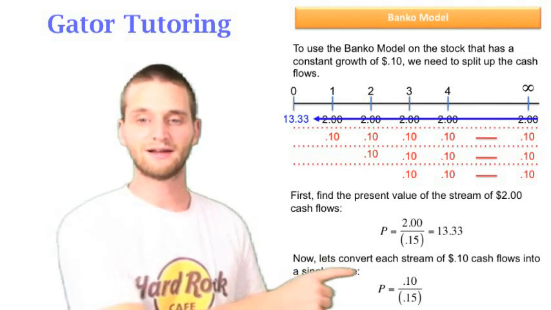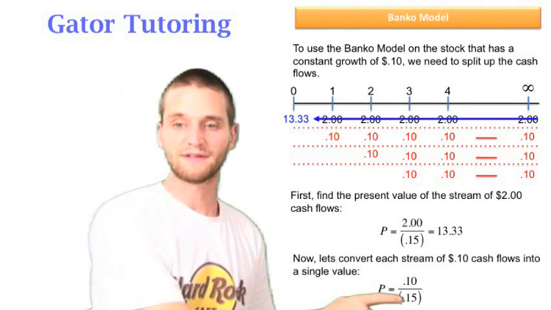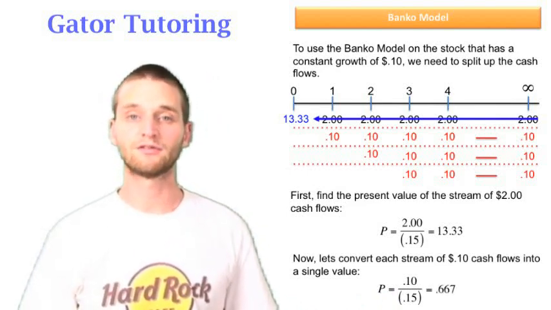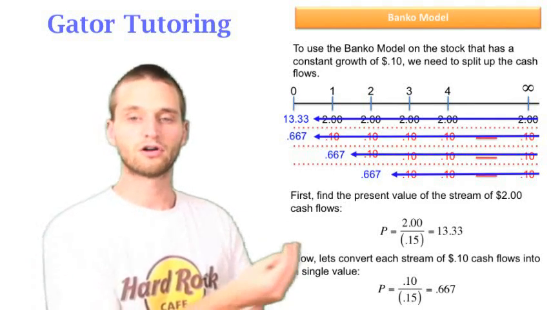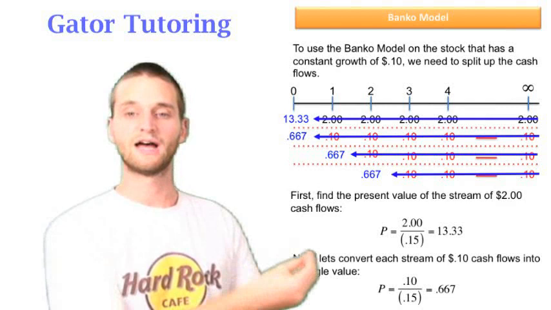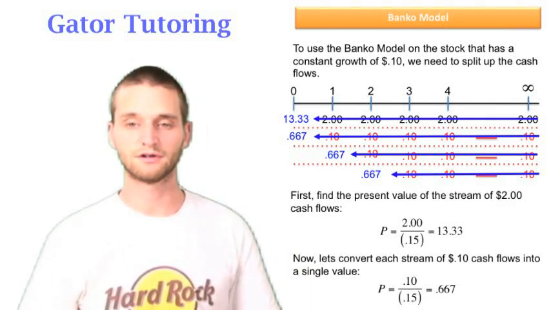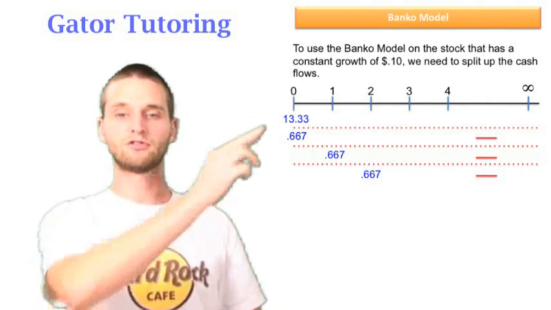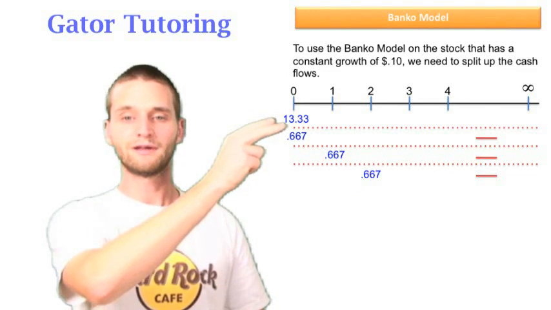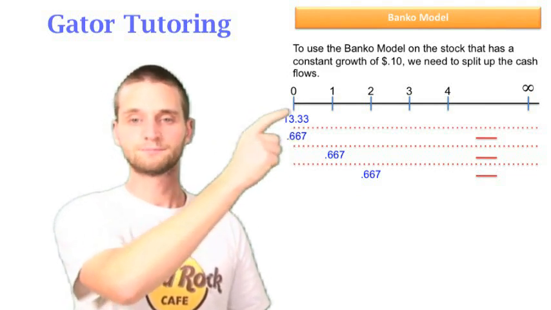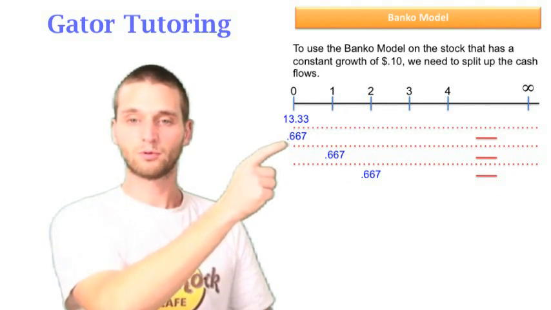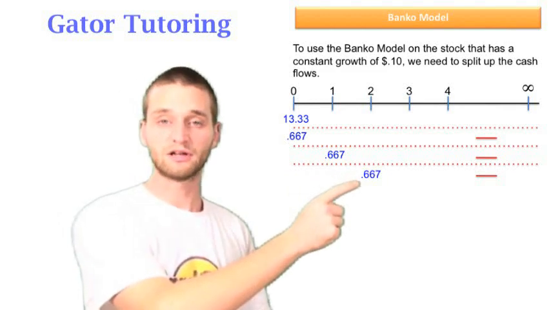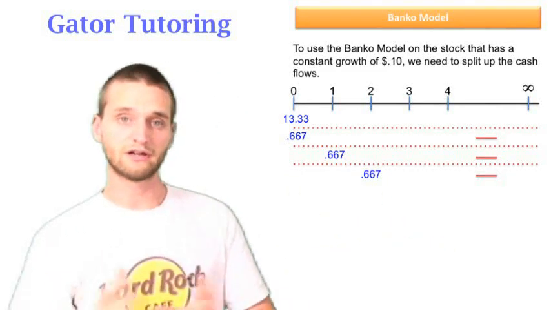So when we take the 10-cent payment, the 10-cent growth, and divide it by the discount rate of 15%, that gives us a present value of 0.667, about 67 cents. And so again, those are all going to be, for those separate cash streams, evaluated the period before the first cash flow. So we've just erased all the original ones. Now we've boiled the problem down to the original $2 stream is worth $13.33 in year 0. We have another payment worth 0.667 in year 0, and we have one in year 1, and we have one in year 2, and so on and so forth. We have one in year 3, in year 4, and year 5.